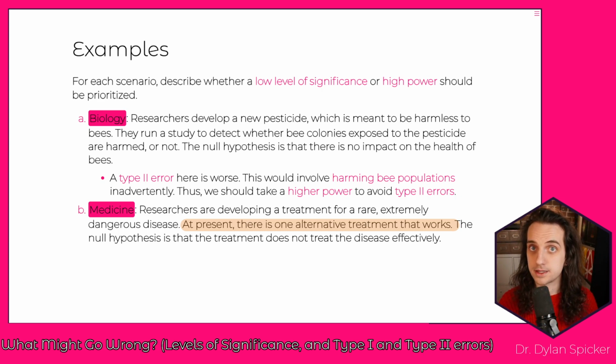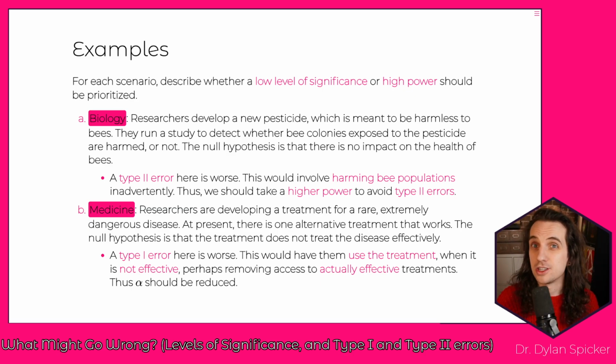Okay? Because there's already one treatment that works, this actually changes our thoughts here. Because if we make a type 1 error here, then we're going to say this is an effective treatment when it turns out it's actually not. And if we think about what's going to happen there, some people are going to receive that treatment when they could have actually received something that actually worked. And so here a type 1 error is going to be worse, right? Type 1 error here is worse because that would have us using this treatment when it is not effective, and that perhaps removes people's ability to receive the already existing effective treatments. So we should be reducing alpha in this case. If we were to say, instead of at present, there's one alternative that actually works, if we were to say there is no treatment alternative that works, then in that case, we would probably prefer to minimize the type 2 errors.